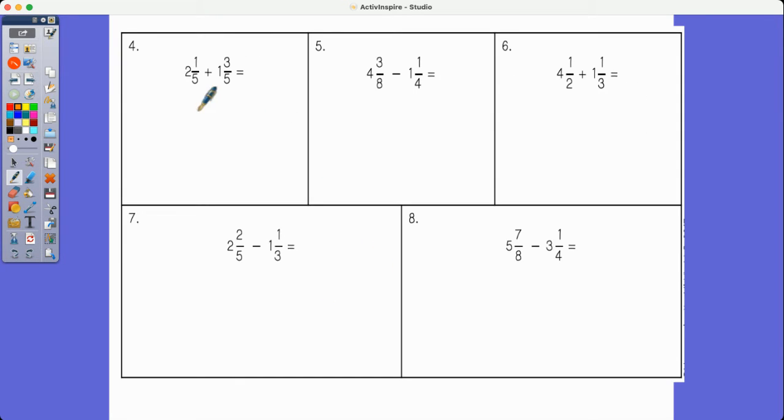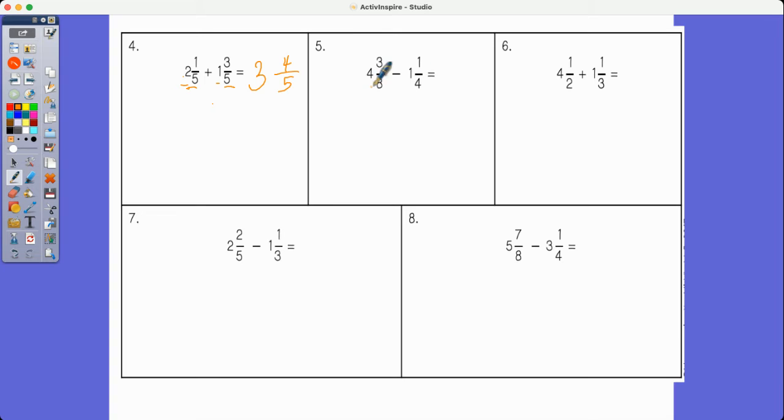Okay. These already have the same denominator. Do we all see that? That's wonderful. So if I add just my fractions part, 1 plus 3 is 4 fifths, and then 2 wholes plus 1 whole is 3 wholes. So 3 and 4 fifths.